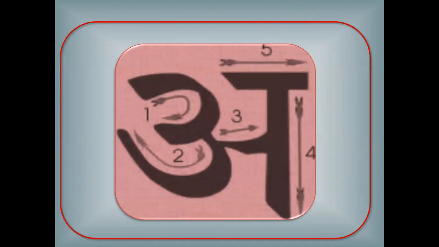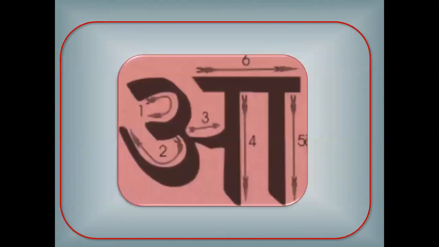So this is the letter A, the short vowel, and the long vowel is simple. The same short vowel with one more vertical stroke. You can see the order of the writing: 1, 2, 3, 4, 5, 6. One stroke, then another curved stroke, then a vertical and a horizontal line, then a vertical line, another vertical line, and one at the top. This is A, the long form of the short vowel A. The difference is only one more stroke.